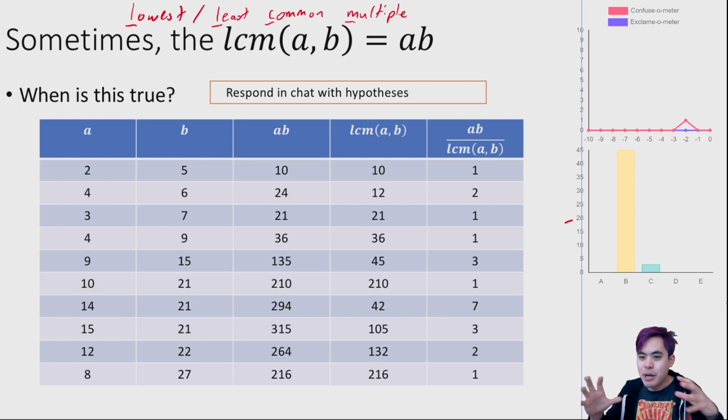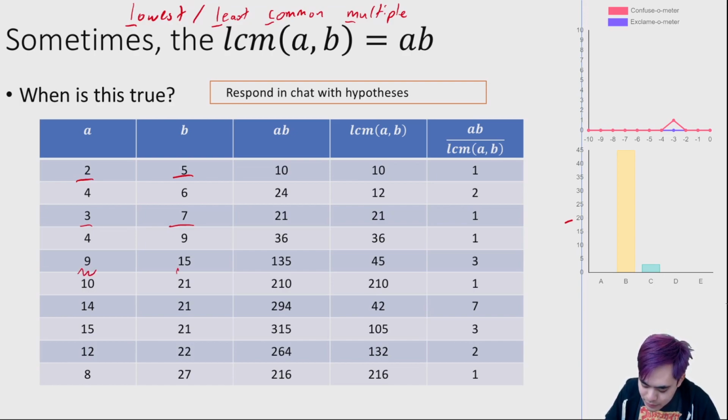It's a little bit hard to see, but the least common multiple of A and B is equal to AB when the biggest common divisor of the two of them is equal to 1, which we'll make formal in a moment. So you'll notice that in this case, there isn't a number that divides into both 2 and 5 other than 1. Or in this case, 3 and 7, there isn't a number that divides into 3 and 7 other than 1. Whereas in the case of, say, 9 and 15, the number 3 divides into both of them.